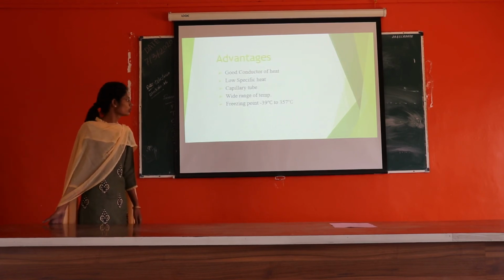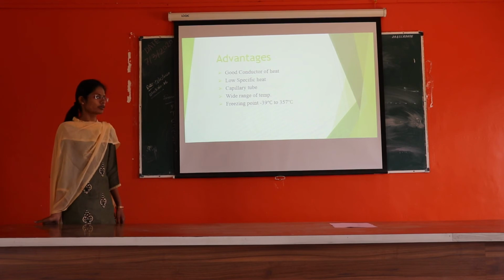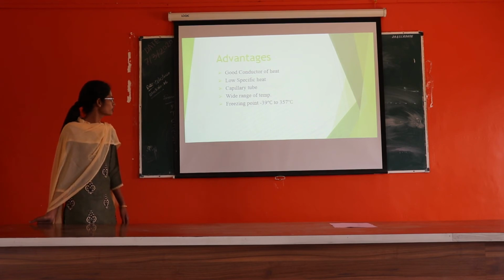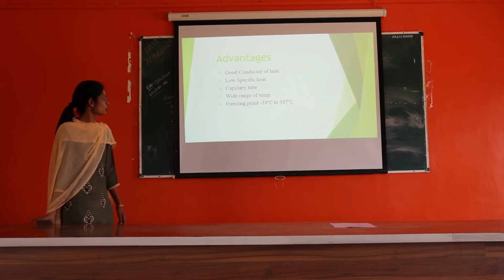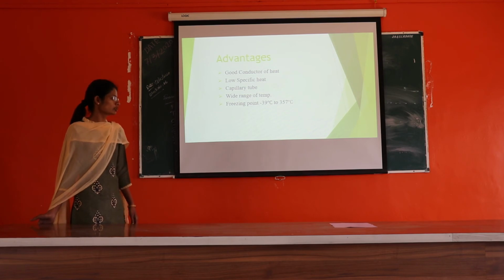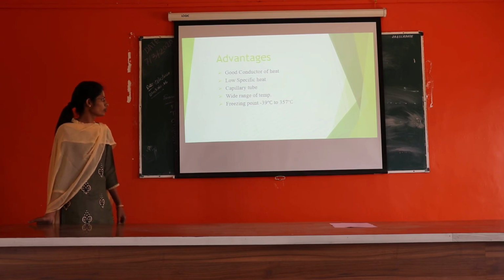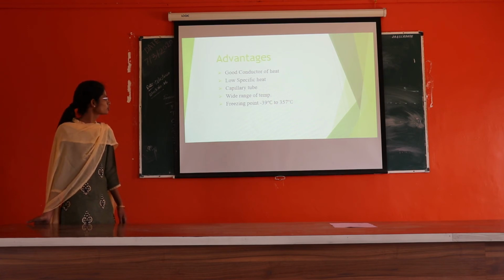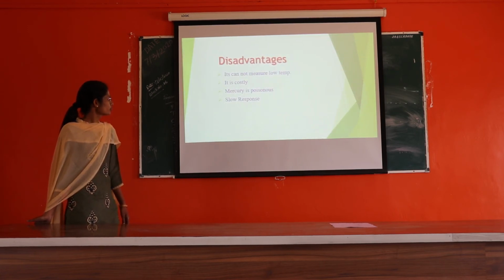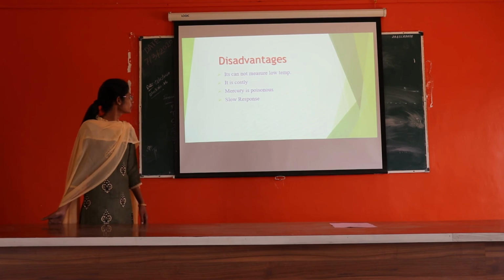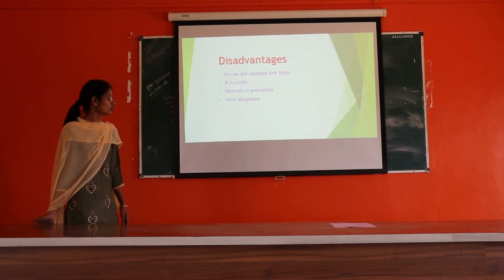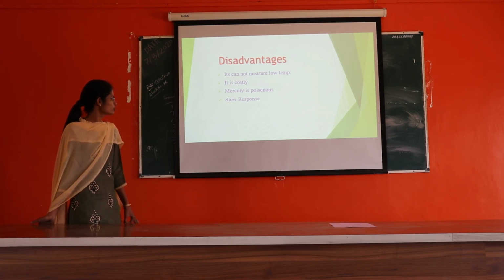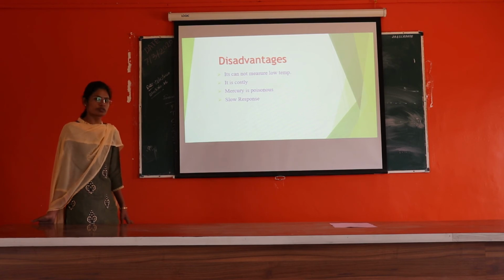It is a good conductor of heat. It has low specific heat, capillary tube, and wide ranges of temperature. Freezing point minus 39 degrees Celsius to 357 degrees Celsius. Disadvantages: it cannot measure low temperature. It is costly. Mercury is poisonous. It has slow response.